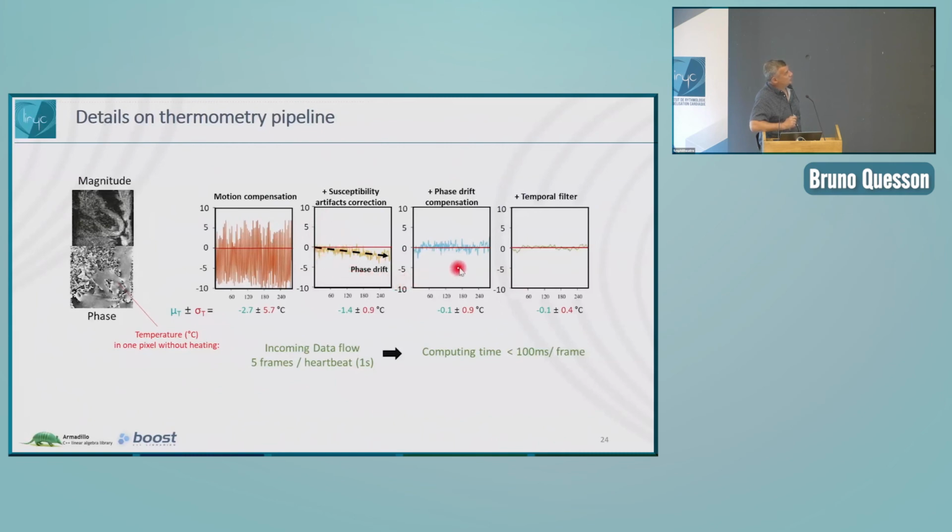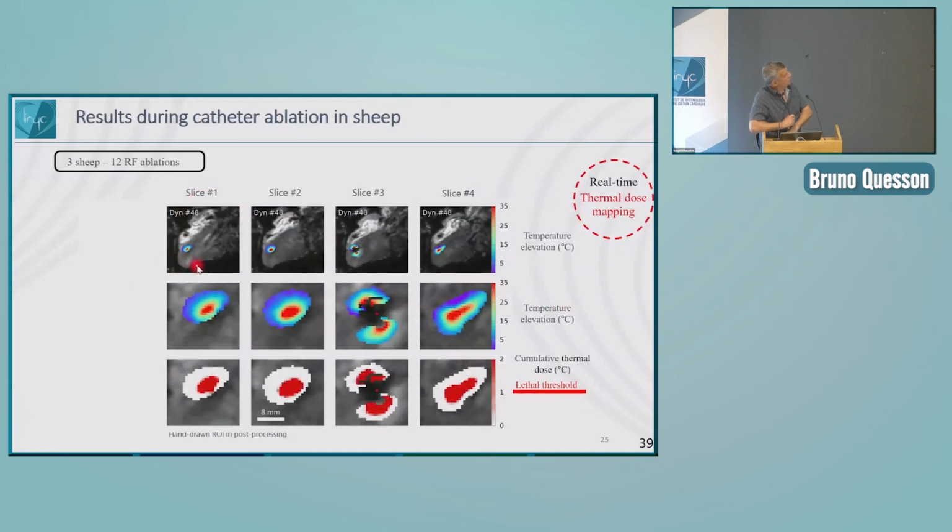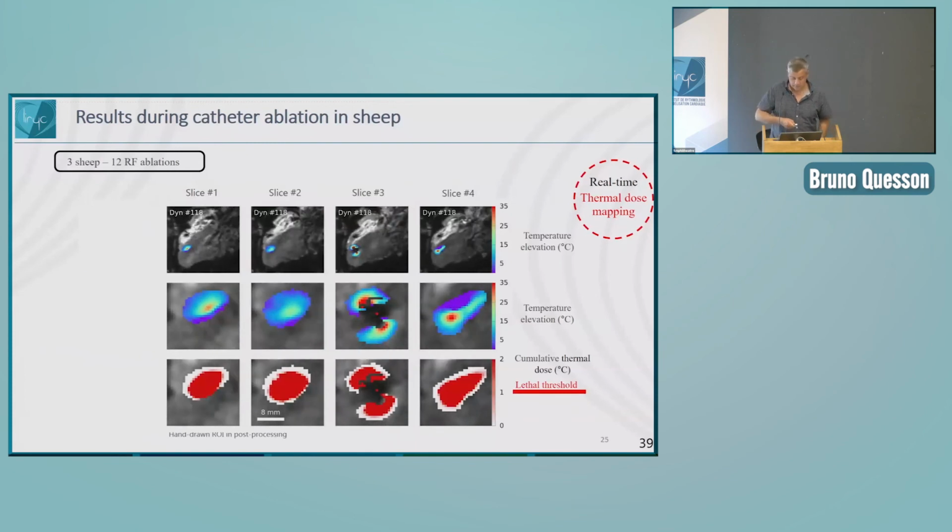And then if you correct the drift, and you can also add filters, you can end up with an uncertainty below 1 degree. So this is an example of a video on the heart of a sheep where you have an RF ablation. You can see in this central line is a zoom view of the top images and from the temperature, and the last row is the accumulated thermal dose in time.